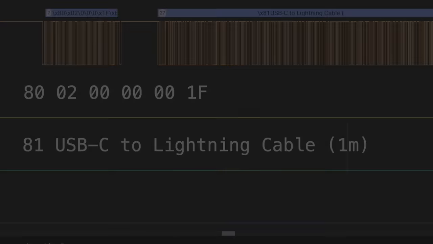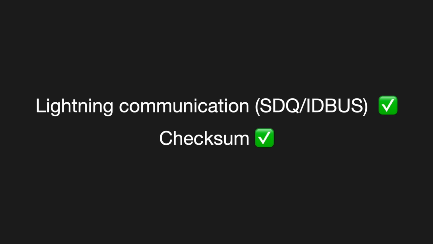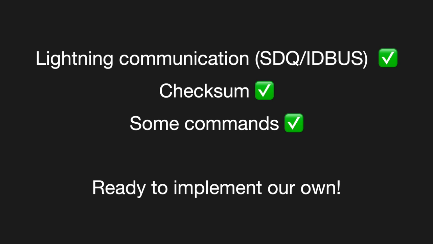Awesome! To summarize, we figured out the communication protocol between the chip in the cable and the iPhone, which by the way is commonly referred to as SDQ or IDBUS, and I've linked a couple of resources about it in the description. We've also reverse engineered the CRC8 checksum used in Lightning, and we were even already able to figure out the meaning of some of the Lightning commands. In the next video, we will start building our own Lightning cable and program a microcontroller to act as if it was the chip integrated in the Lightning cable.